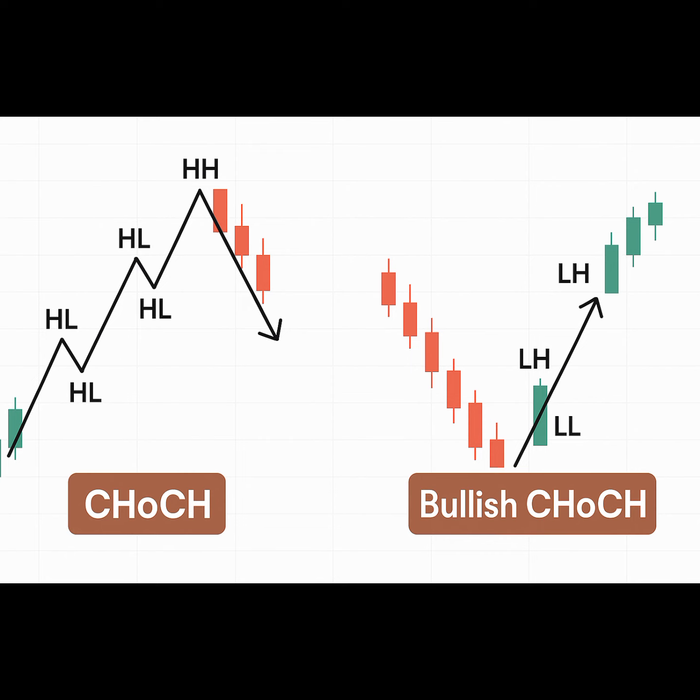Buyers lost control. In a downtrend, the market makes a lower low, lower high. Suddenly price fails to break the lower low, then breaks the previous lower high. That break of the lower high equals a bullish change of character, a possible reversal to an uptrend. Change of character is the first clue that a major trend shift may be underway. It's used heavily in smart money concepts to catch early moves.